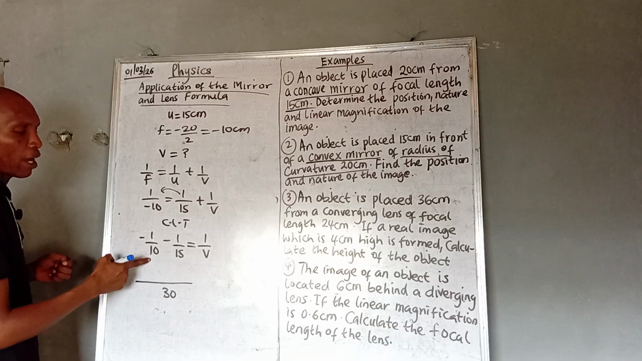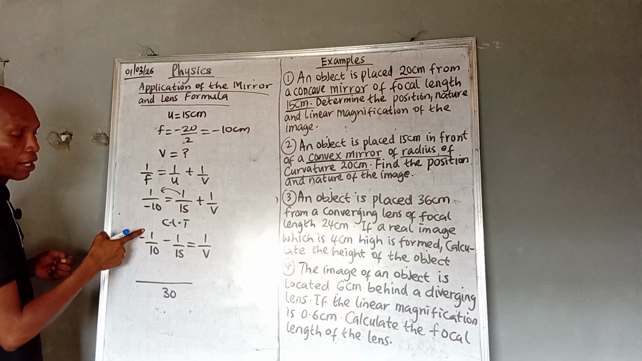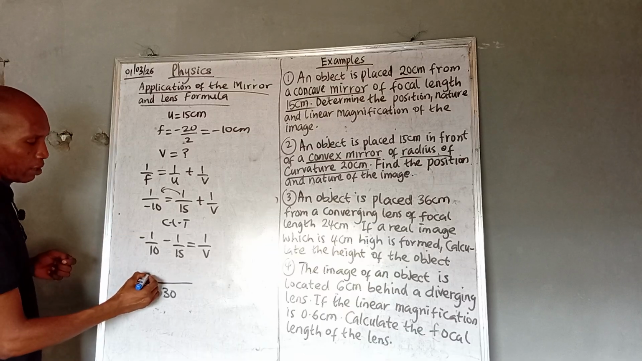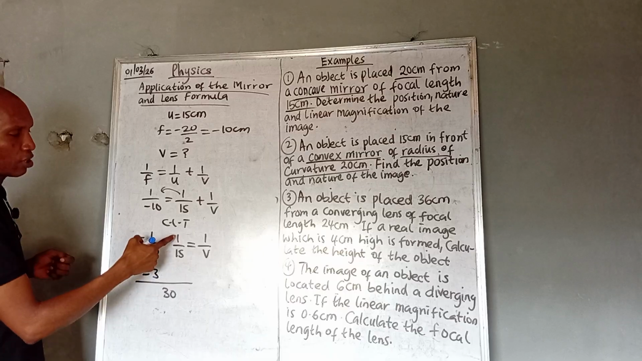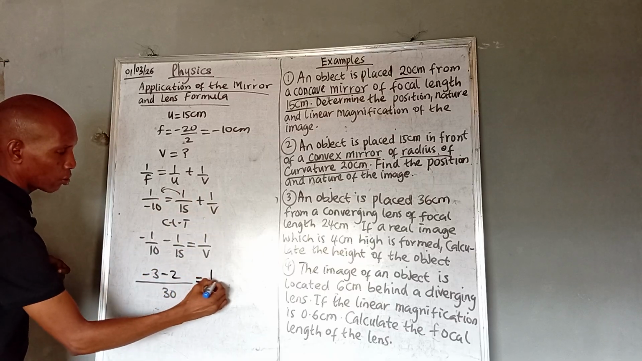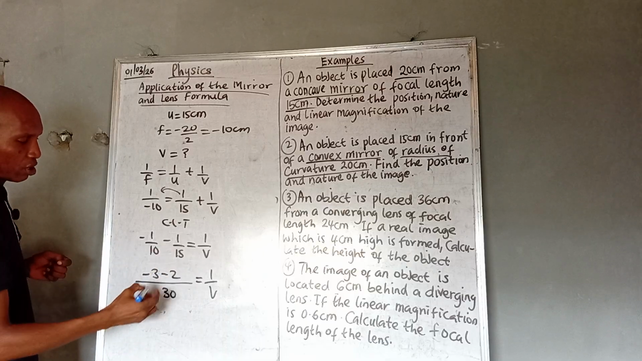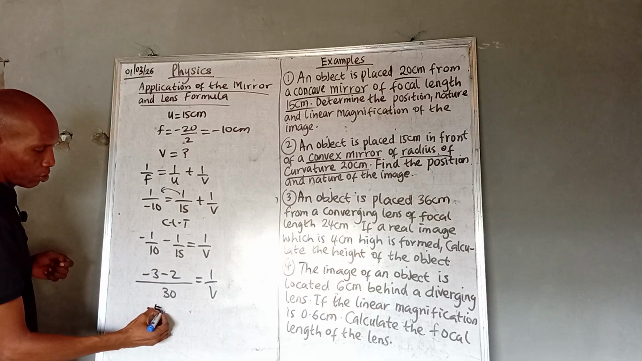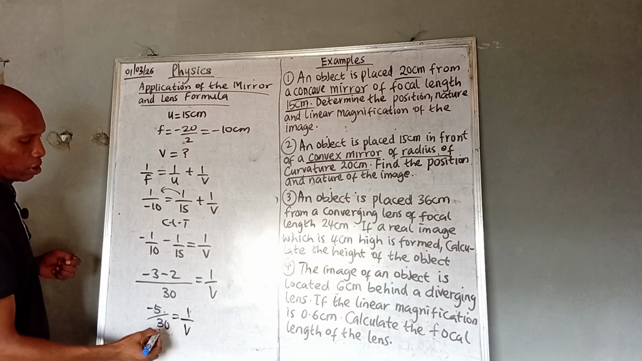Then 30 divided by 10 is 3. 3 times minus 1 is minus 3. 30 divided by 15 gives us 2. 2 times minus 1 is minus 2. It's equals to 1 all over v. Then minus 3 minus 2 gives us minus 5. So minus 5 all over 30 is equals to 1 all over v.